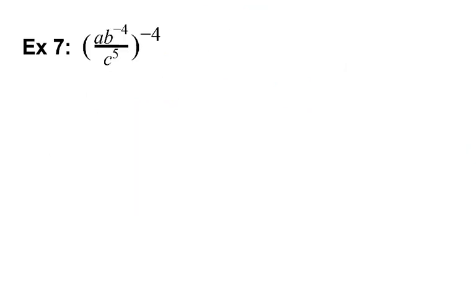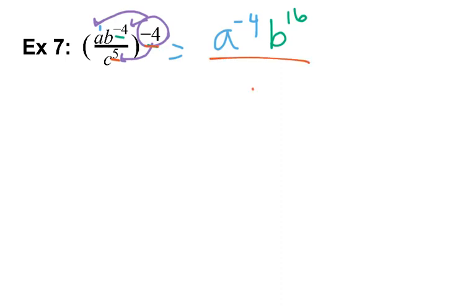Last problem. So the first property we want to use is the power to a power property, which, remember, we apply this negative 4 to everything inside the parentheses. And we're going to multiply. Remember, the a is being raised to a positive 1. So I'm going to take 1 times negative 4. We get a to the negative 4th. I'm going to take, for the b, negative 4 times negative 4. Remember, a negative times a negative is a positive number, so we get positive 16. And for c to the 5th, I'm going to take 5 times negative 4. We get negative 20, like so.